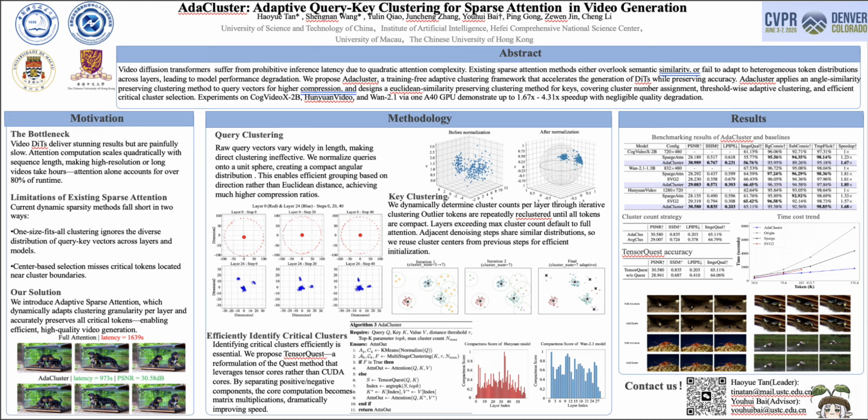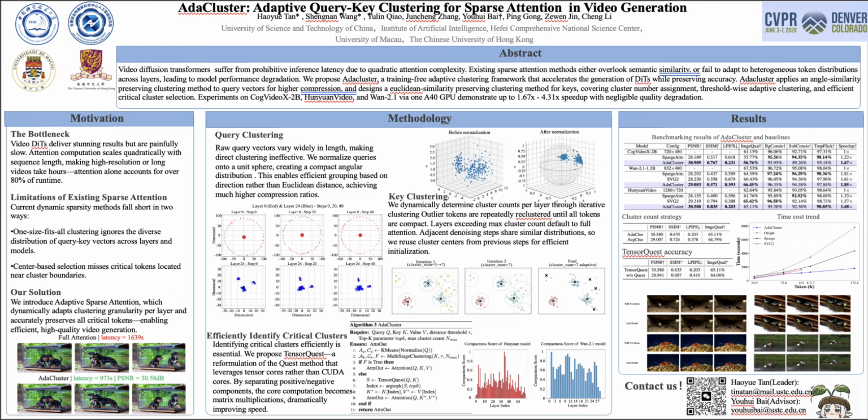Third, we design an efficient token selection module called TensorQuest. Clustering brings new costs for finding critical attention tokens. To improve efficiency, we propose TensorQuest. Different from ordinary CUDA core calculation, this method makes full use of GPU tensor cores. We split key vectors into positive and negative parts and convert matching operations into optimized matrix multiplication. This design makes critical token selection much faster.